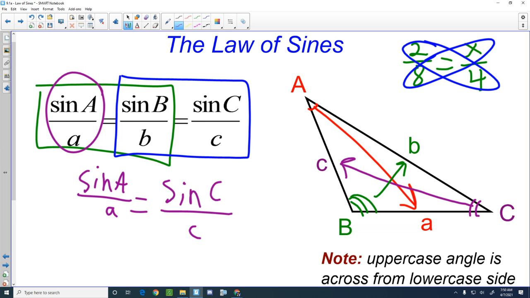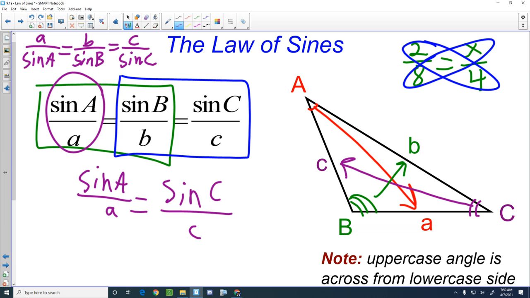Also, I do want to point out that since these are ratios, I could flip all these upside down and it'd be the same thing. So instead of doing the sine up top, I could say A over sine A equals B over sine B. It doesn't make a difference. If you flip both fractions, you're still going to get the same thing, because the reciprocal of something equals the reciprocal of the same thing.